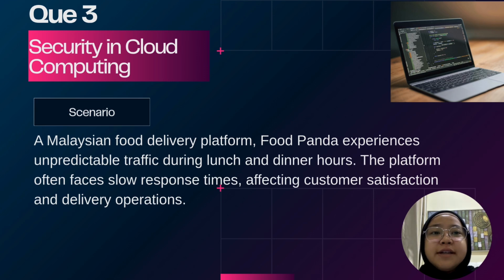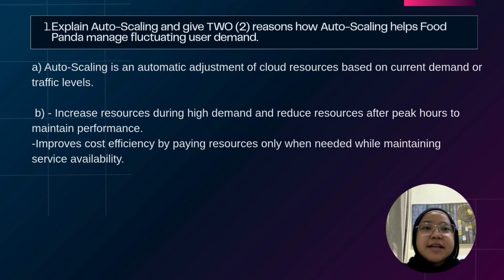For question 3, the scenario is a Malaysian food delivery platform, Foodpanda, which experiences unpredictable traffic during lunch and dinner hours. The platform often faces slow response time, affecting customer satisfaction and delivery options. Question 1 is to explain auto-scaling and give two reasons how auto-scaling helps Foodpanda manage fluctuating user demand.